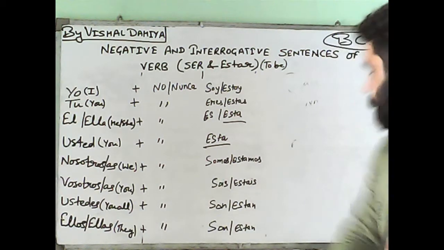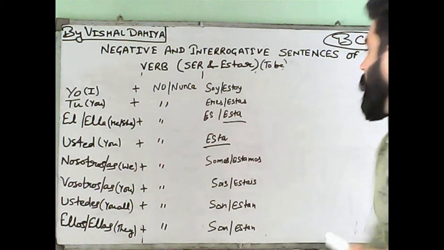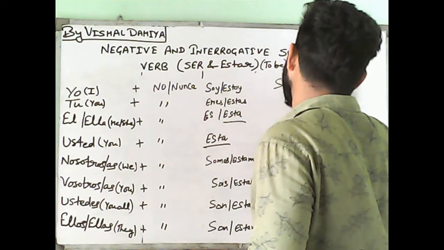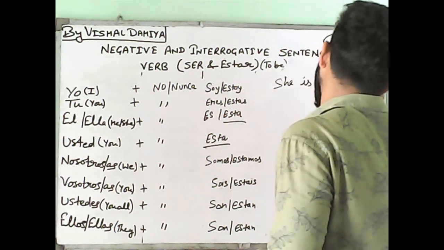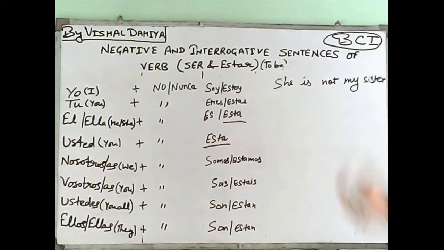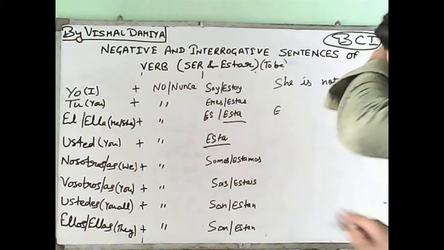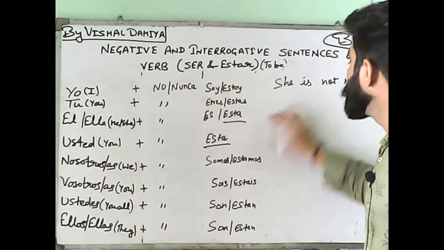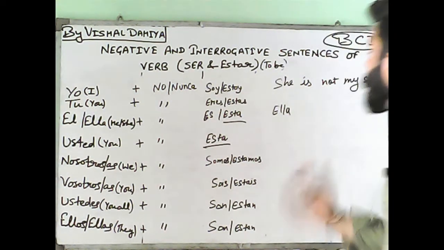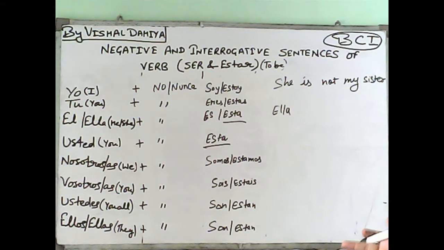For example, I want to say, she is not my sister. She is not my sister. So how will you use it? Again, you will have to mention the subject, or you can say pronouns, and it is not necessary because of the word sister, right?